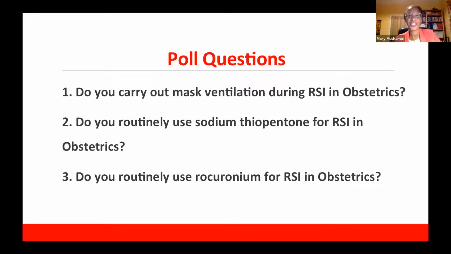Okay, so interesting. So 61% do mask ventilation. Good, I like that. Hopefully should be higher than that, should be getting to the 100%. Sodium thiopental, yes. So majority are not using thiopental, so 81% are not using it. And rocuronium, oh, that's interesting. 45% are using it and 55% are not using it. So interesting, interesting. Okay, good. So we're going to continue my talk.